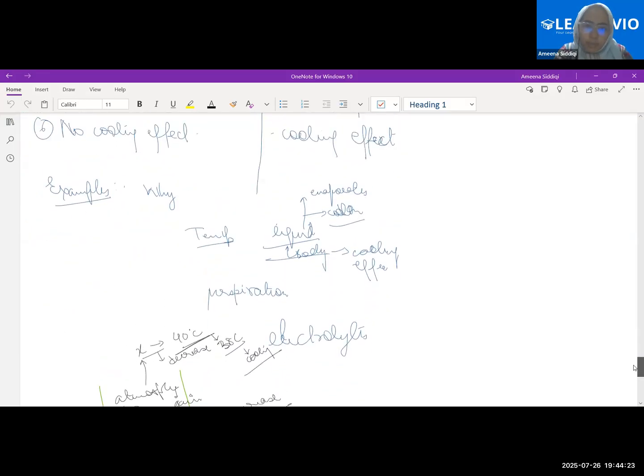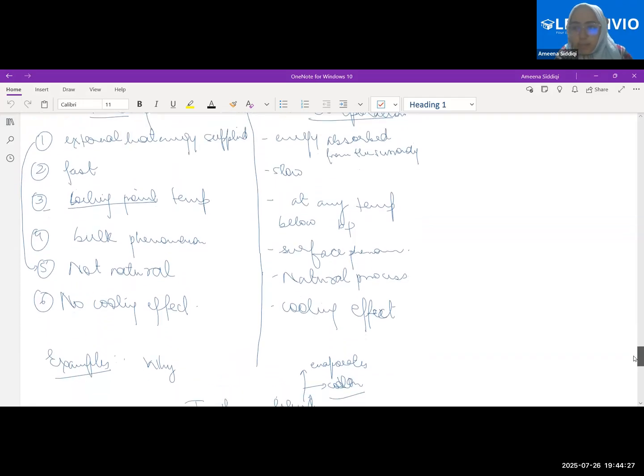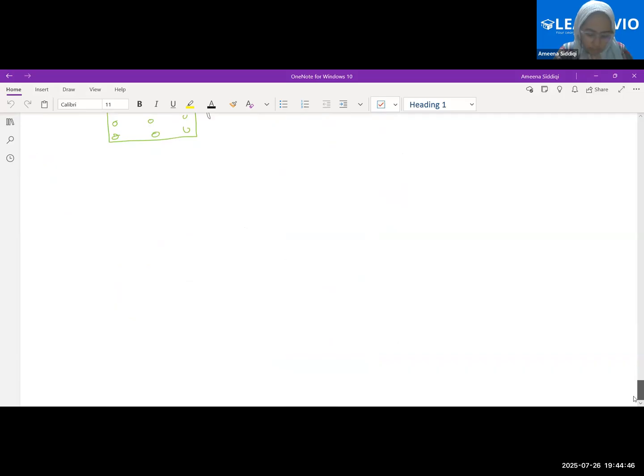Now coming on to the next topic. We have to discuss some daily life examples of evaporation. We discussed that evaporation is a natural process, whereas boiling is not a natural process. And which among them produces a cooling effect, boiling or evaporation? Evaporation. Very good, Lokia. Bethel, do you understand this better? Yes, ma'am.